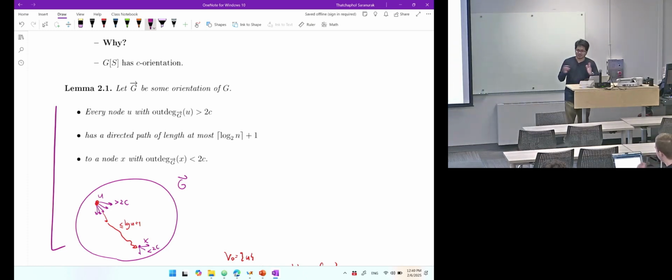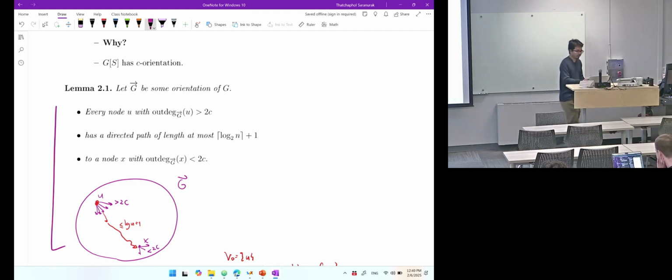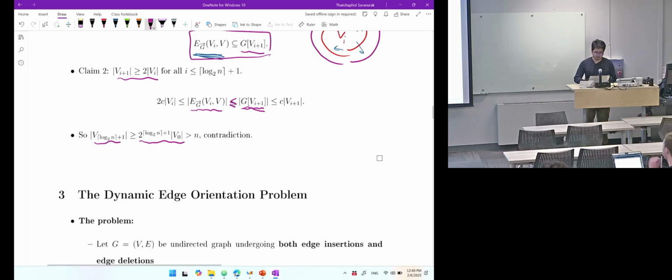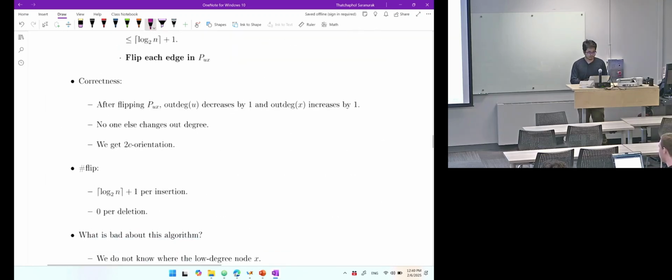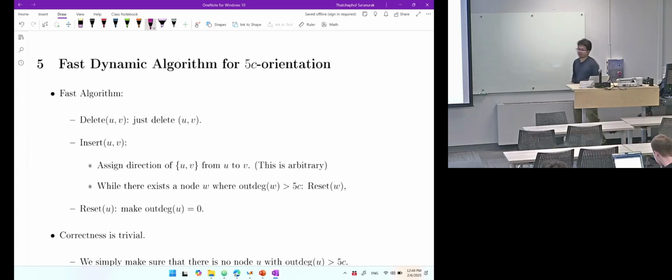Okay, so that's a slow algorithm, but the number of flips per update is small, in the worst case actually. Okay, so now let's get to the better algorithm. The better algorithm is here. Now it's going to be fast.